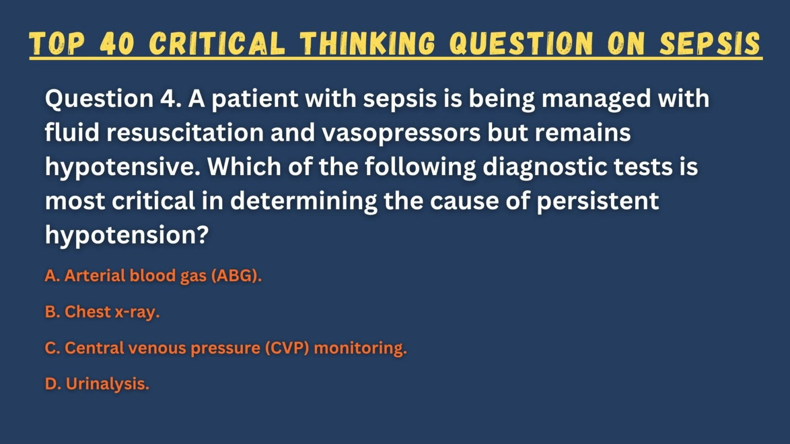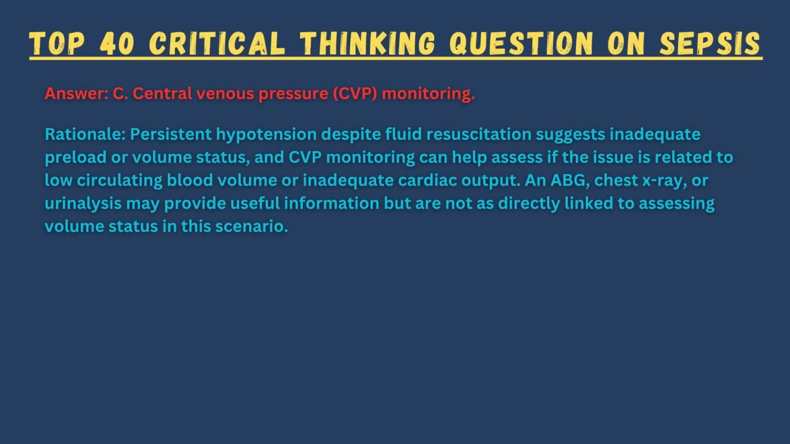A. Arterial blood gas, ABG. B. Chest X-ray. C. Central venous pressure, CVP monitoring. D. Urinalysis. Answer. C. Central venous pressure, CVP monitoring.